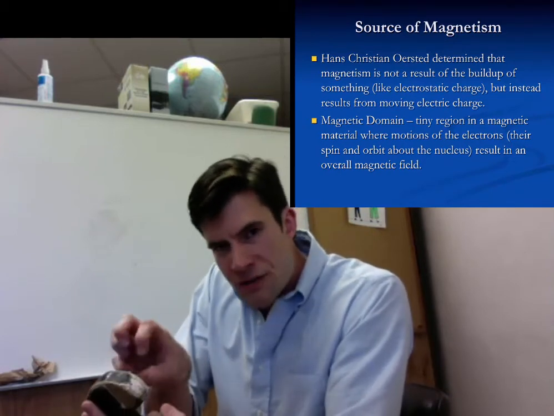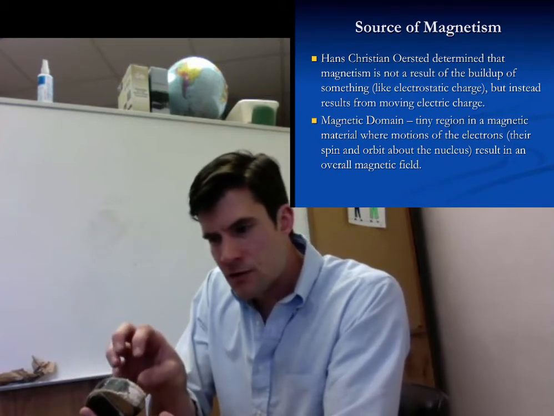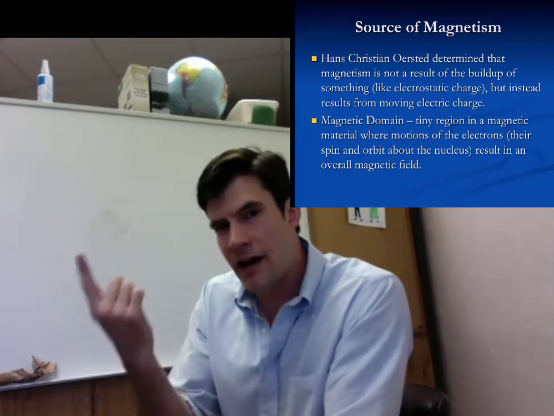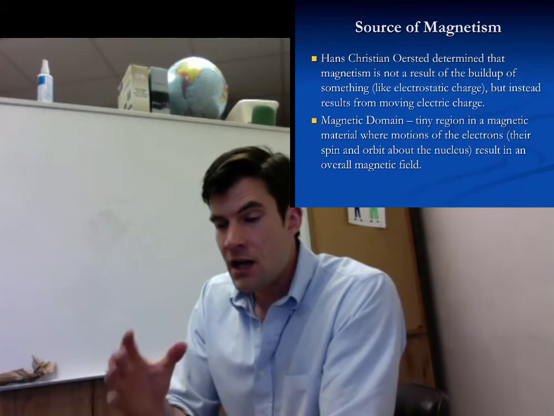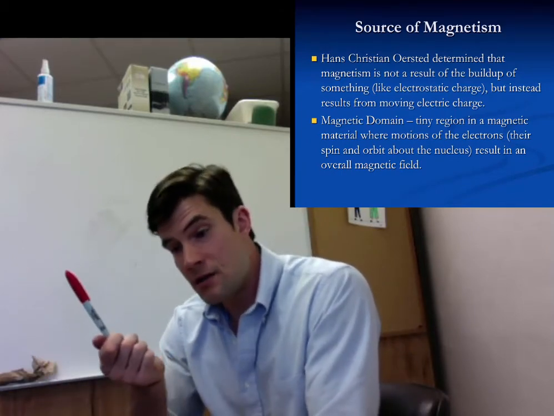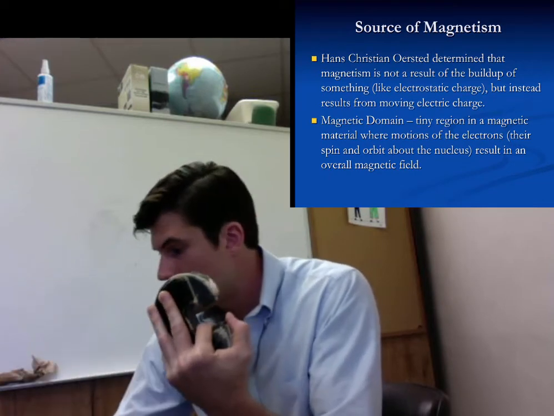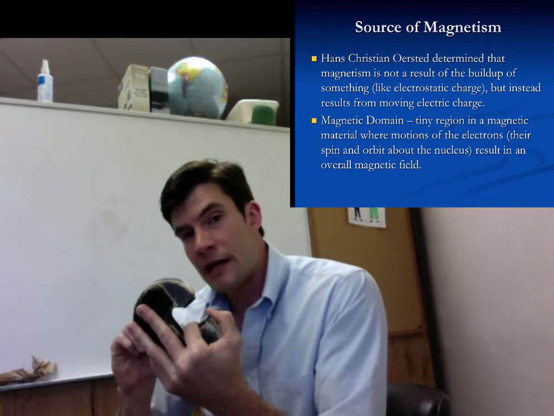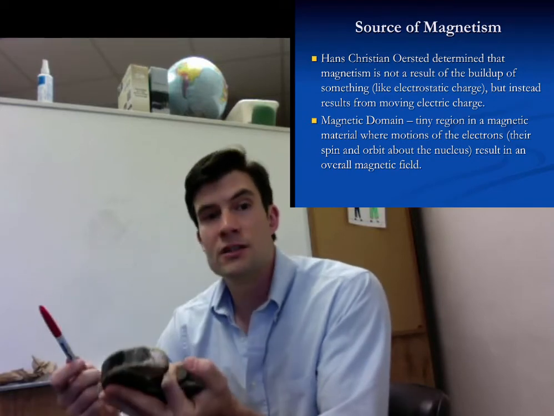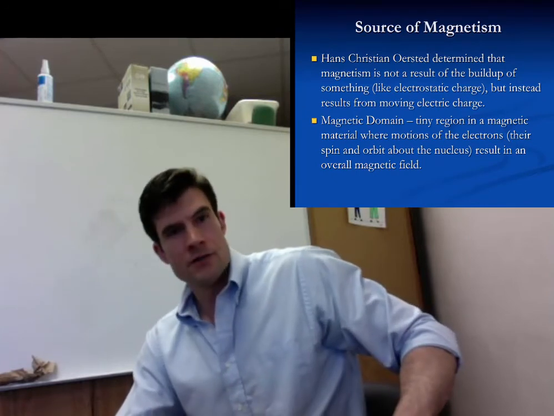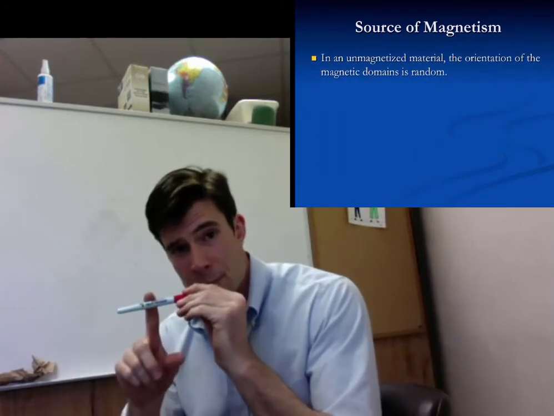So it's a small, tiny group of atoms that are all oriented in the same direction, so all of their electrons are kind of moving together. Now, all materials have these magnetic domains: the plastic pen, the permanent magnet, and the paperclip. The difference between the permanent magnet and the pen is the arrangement of these magnetic domains in an unmagnetized material, like the pen.